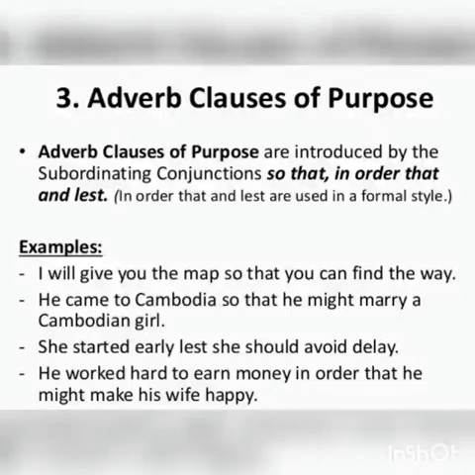For example, I will give you the map so that you can find the way. Here the main clause is I will give you the map. The subordinate clause is so that you can find the way. Here the subordinating conjunction is so that. It is an adverb clause of purpose, modifies the verb will give in the main clause.